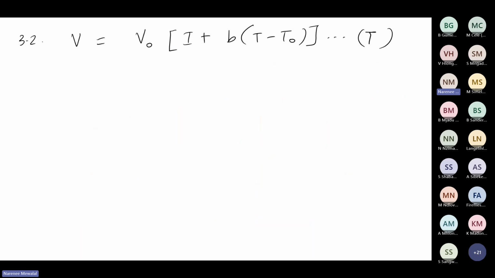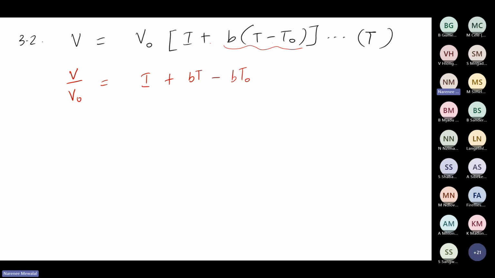Okay, that's how we go about changing the subject of the formula in this case. Right, question 3.2. This is a pretty straightforward one. The first thing that you're going to move is this V naught. So you're going to go V over V naught is equal to I plus, you want to make T the subject of the formula, so it's nice to open out that bracket there. So you'll get BT plus, no, sorry, minus, because positive times a negative is a negative, B times T naught.